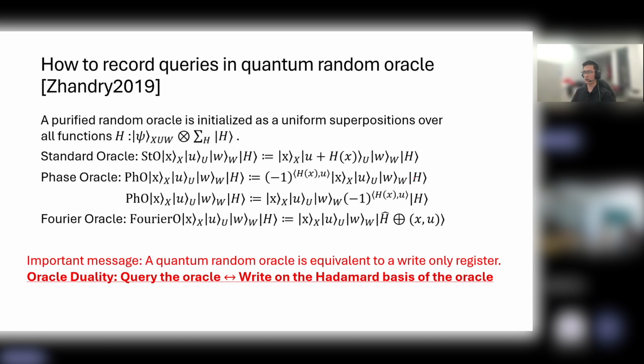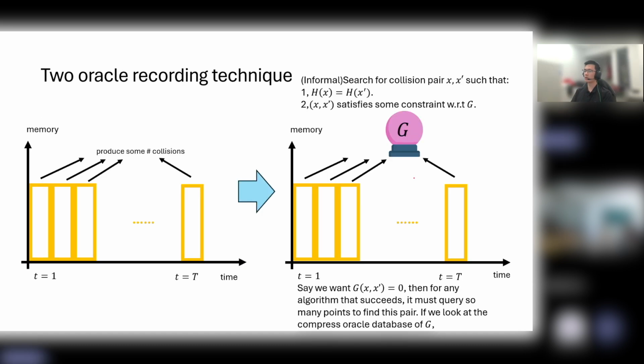So what's the application of this observation? Let's look back at the slicing technique. In the slicing technique, we measure the progress using the number of collisions. In the model, all these collisions are written on a write-only tape. By the oracle duality, a write-only tape is an oracle. So now what if we switch this write-only tape into an oracle G?